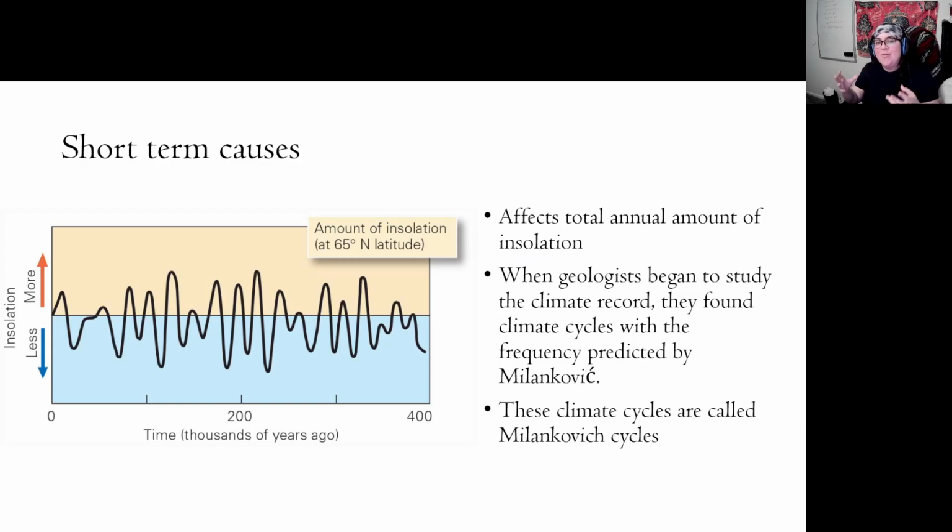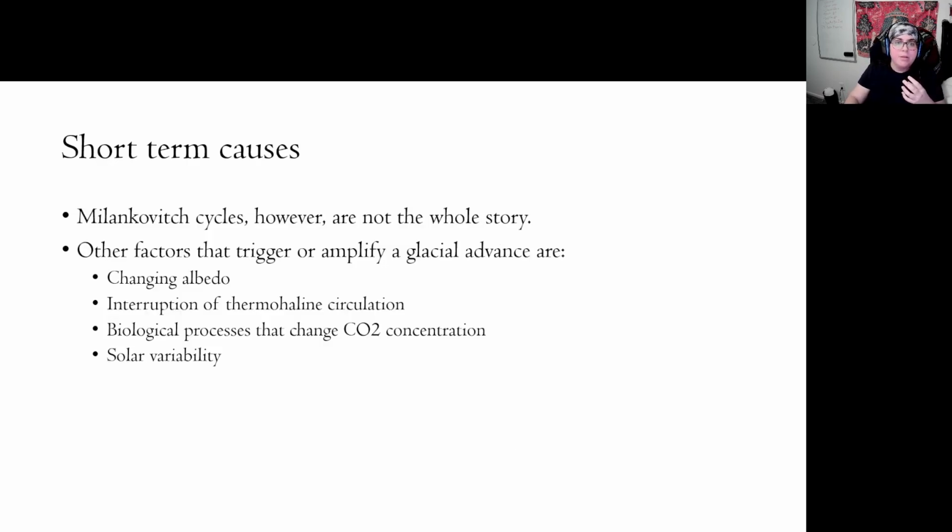So when we combine all of these different cycles together, this affects the total amount of insolation, the amount of radiation that we receive from the sun at the surface of the Earth. When geologists started to study the climate record, they found these cycles that Milankovitch predicted, and we call these the Milankovitch cycles. However, the Milankovitch cycles are not the whole story to explain why glaciation happens or not.